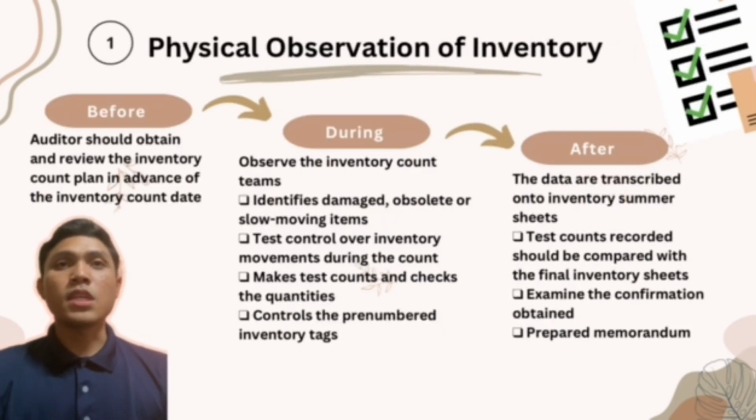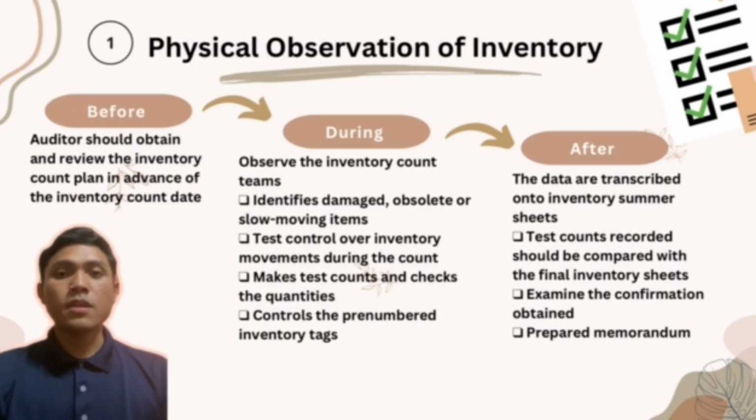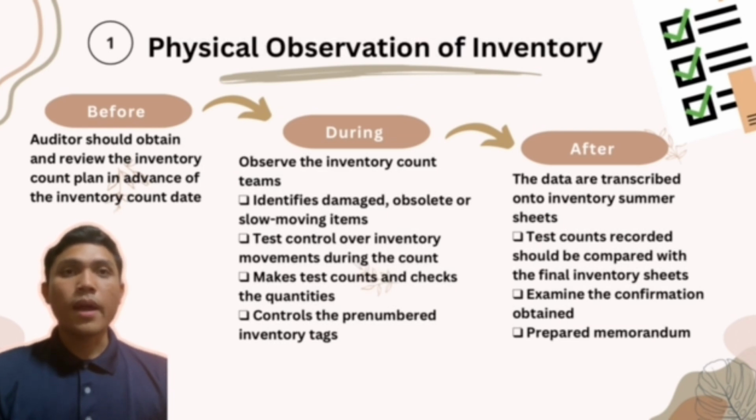Okay, we look first at the physical observation of inventory. There are three stages: before, during, and after. Okay, we focus on before physical observation of inventory. The auditor should obtain and review the inventory count plan in advance of the inventory count date.